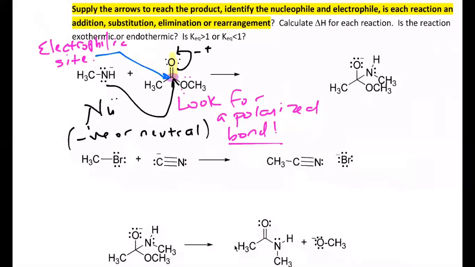All right, is that okay so far? So I agree with that. It's addition. So we put the arrows in, we show the mechanism, and we determine what type of reaction it is. And we identified our nucleophile and our electrophile. I erased something up here.